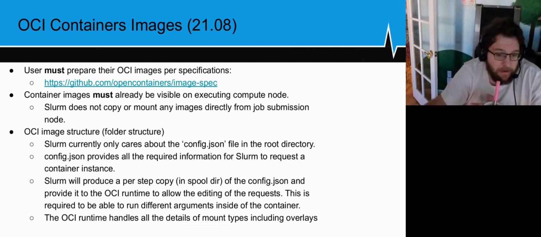Currently, Slurm doesn't copy or mount any images directly from the job submission node. So users might get surprised by that, maybe depending on how your setup is. And then the OCI image structure is very specific about certain parts. So there must always be the config.json, and it must be filled out correctly. And then Slurm will actually read the config.json and prepare its own job-specific one so that each task in the job can run independently of another, so they don't stomp on each other. Then the OCI runtime handles all the mounting details, handling all the slicing of the images, all that.